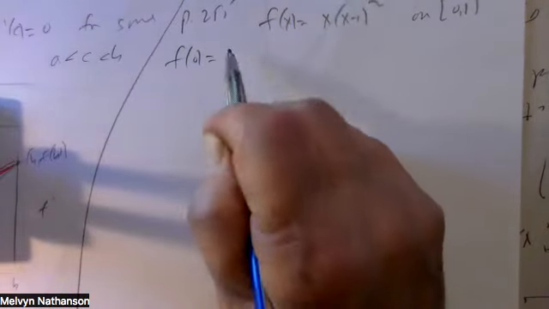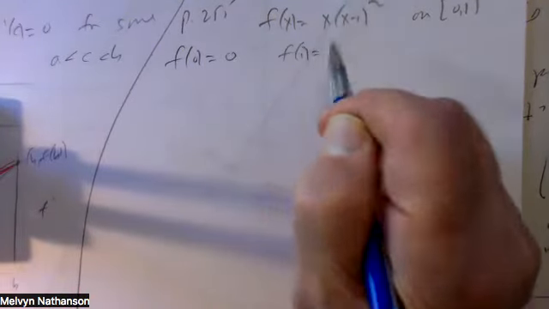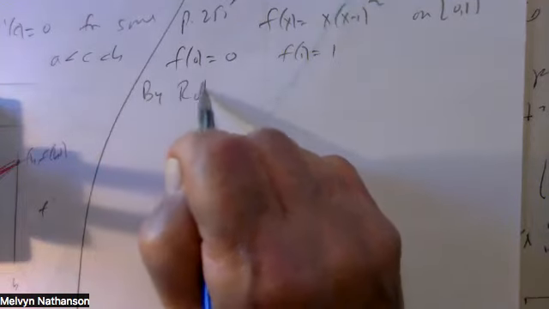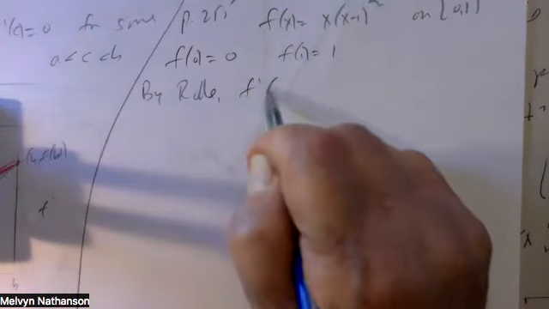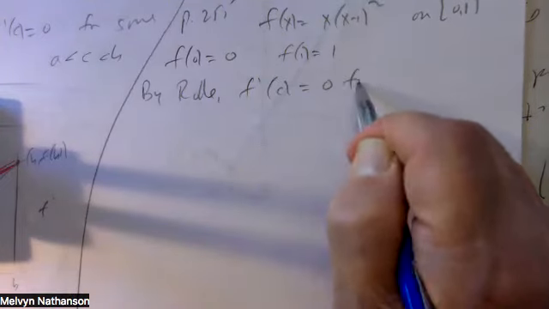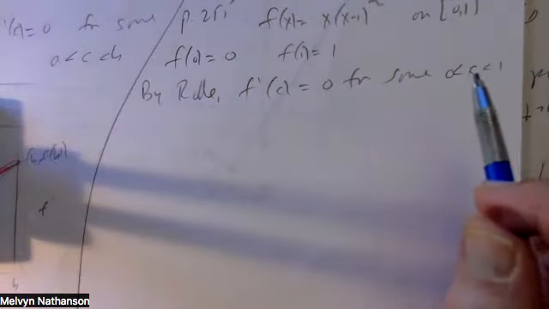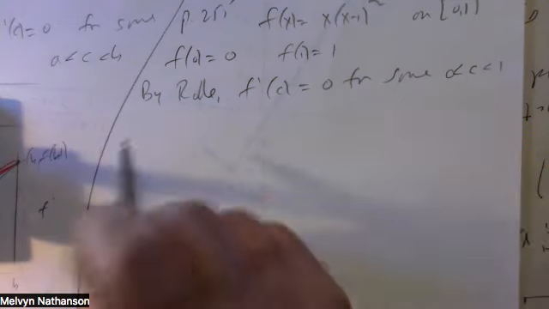So f of 0 is 0, f of 1 is 1. So by Rolle's theorem, f prime of c is going to be 0 for some c strictly between 0 and 1. And we want to find it.